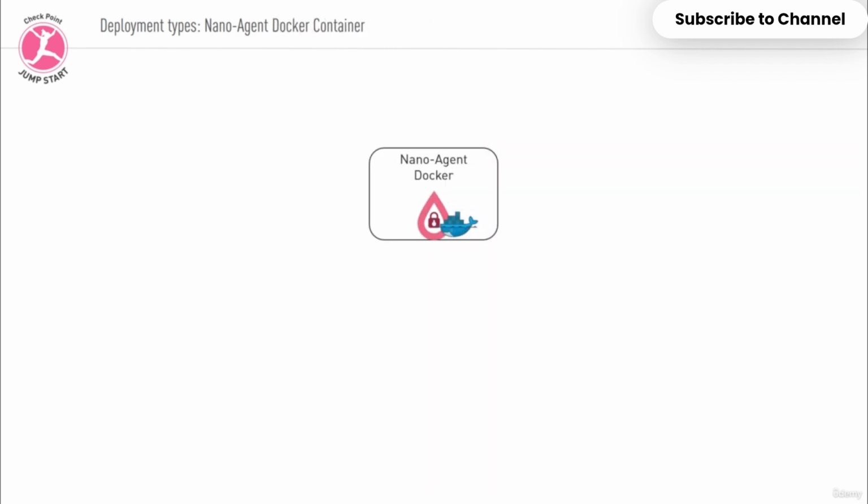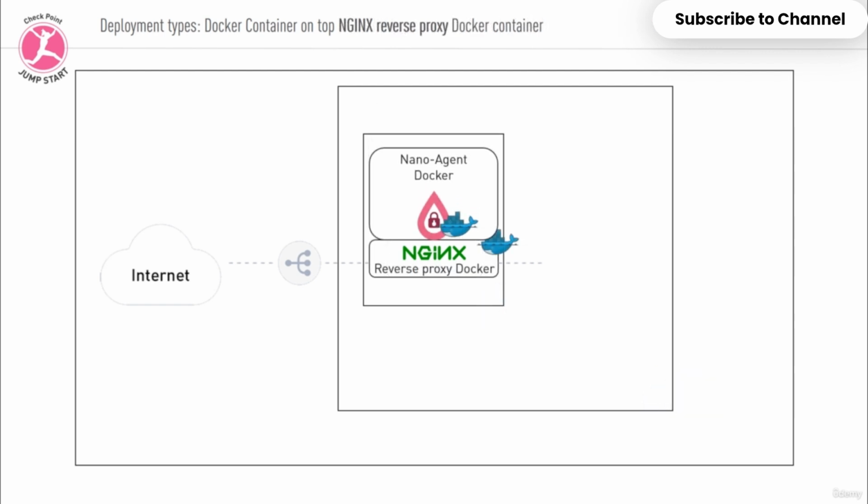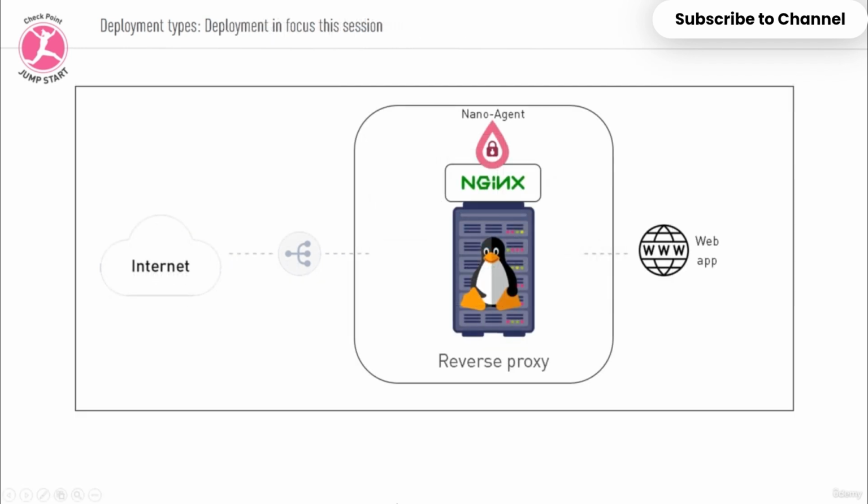Alternatively, AppSec can be deployed as a Nano agent Docker container, either on top of an NGINX Ingress controller within a Kubernetes Ingress pod, or on top of an NGINX reverse proxy Docker container. These solutions are also deployed in front of the web application to be protected. For the sake of simplicity, we'll focus this session on deploying AppSec as an embedded Nano agent on top of a Linux machine running an NGINX reverse proxy.